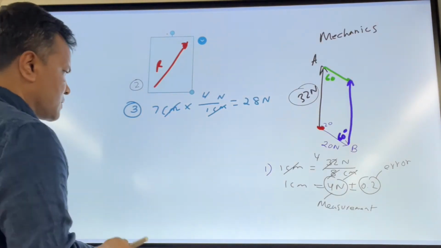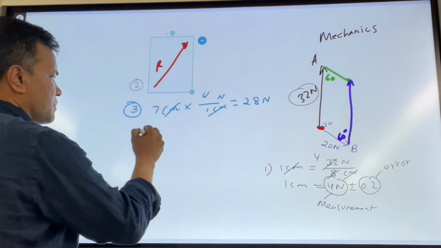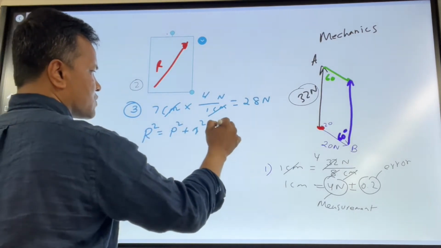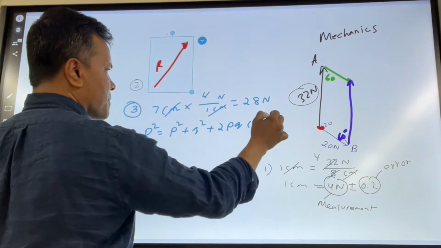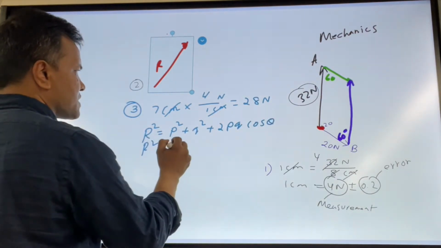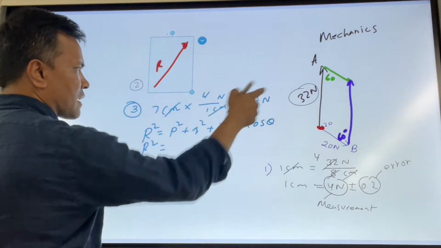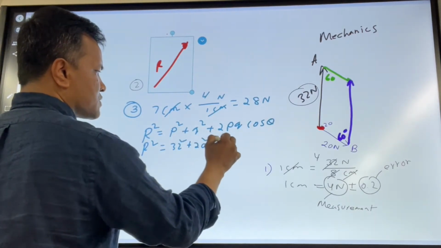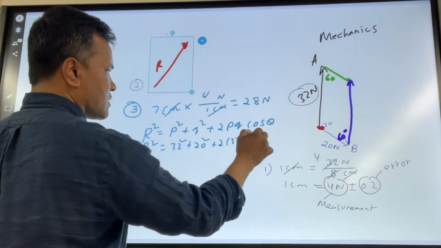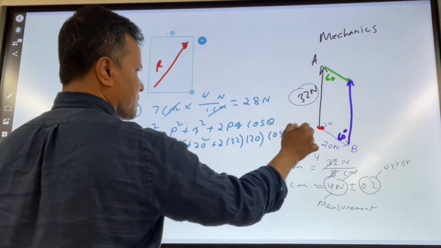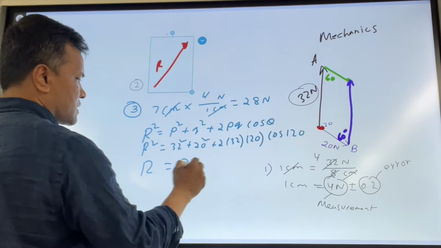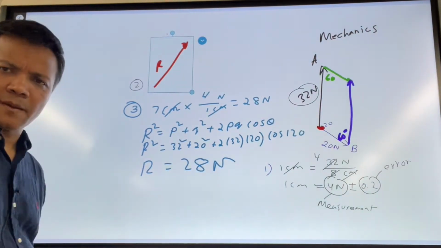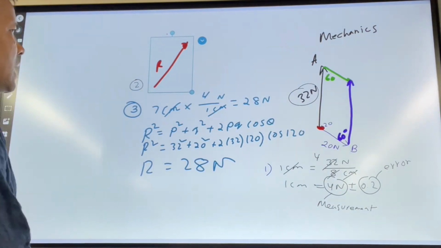The other way, you can use the law of parallelogram. So resultant squared is equal to P squared plus Q squared plus 2PQ cosine theta. So R squared is equal to P squared, which is of course 32 squared, plus Q squared, 20 squared, plus 2 times 32 times 20 times cosine 120. So R is 28 Newton. Okay, all right, great.